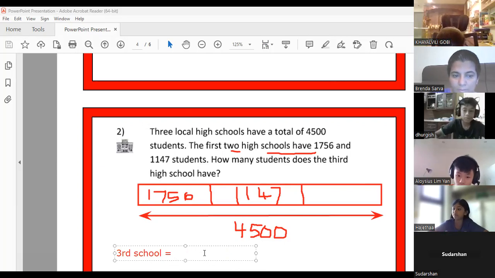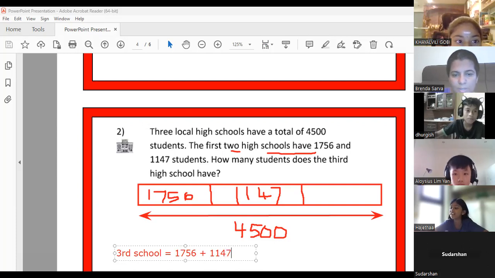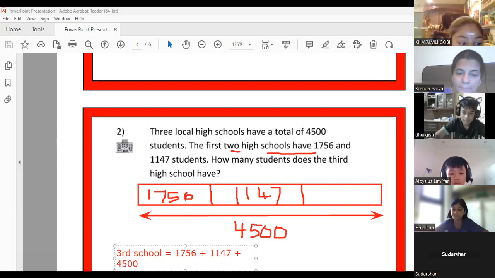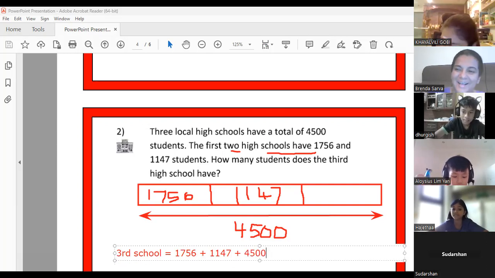1,756 minus 1,147. Really? No, plus. Teacher, plus 4,500? Really? No. How do you write it then? So 4,500 we have to plus with 1,756. So you'll get the answer of 6,256. Why do I take 4,500 and plus 1,007?